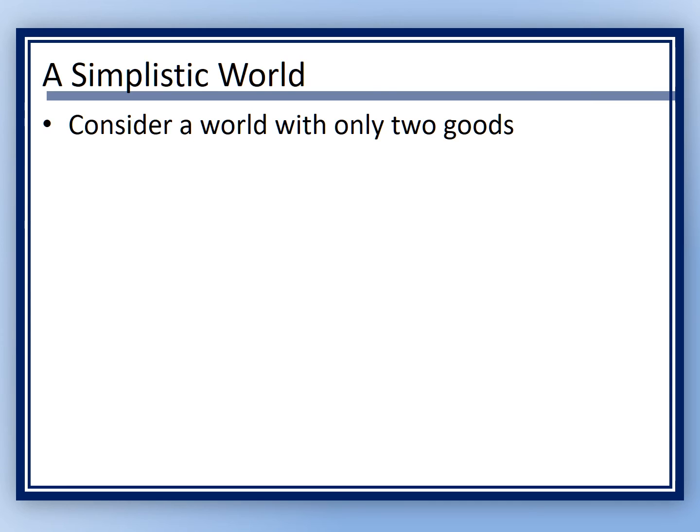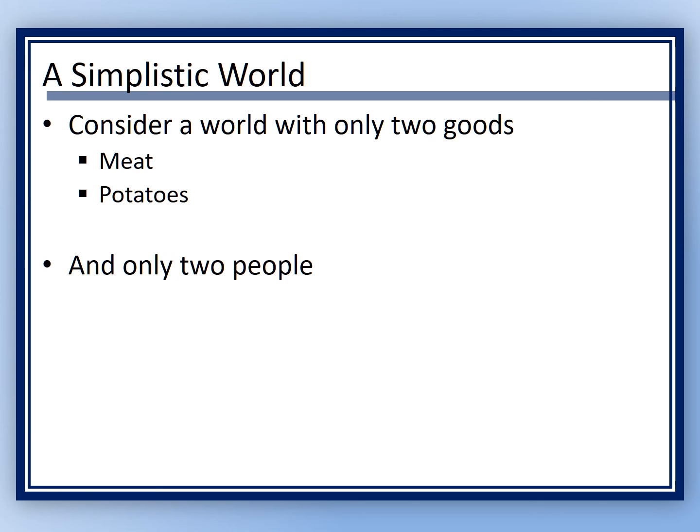So now, here's the part where we get into more standard textbook treatment. Because who else would use meat and potatoes as the only two goods in the world? Only in the textbook will you do that. And for that matter, it has to be a Western textbook, because if this is a Chinese textbook, it would be chicken and rice, something like that. Meat and potatoes, right? And only two people, rancher and farmer.